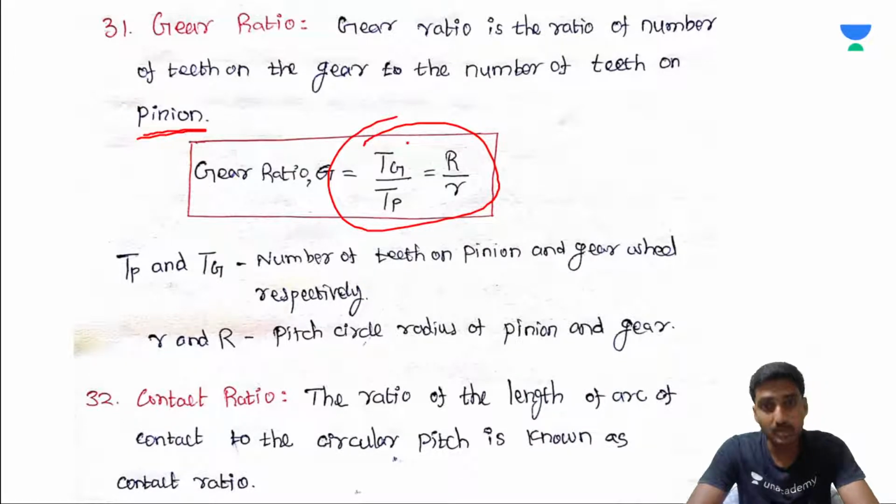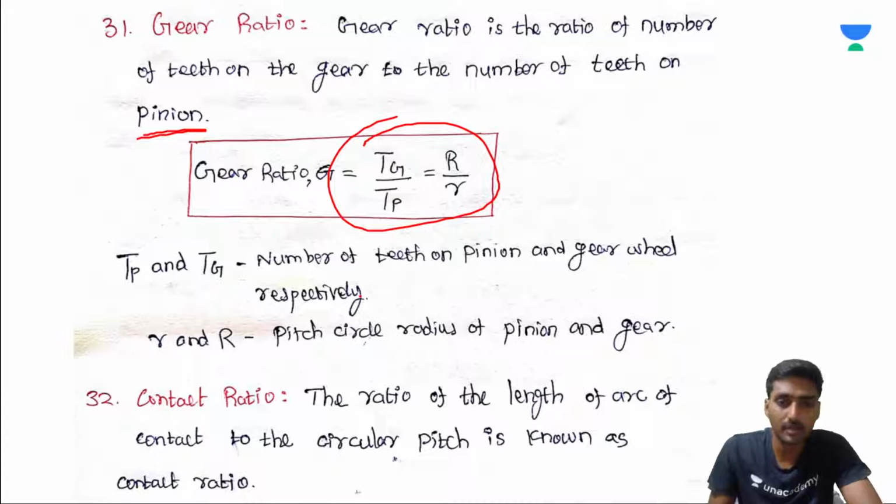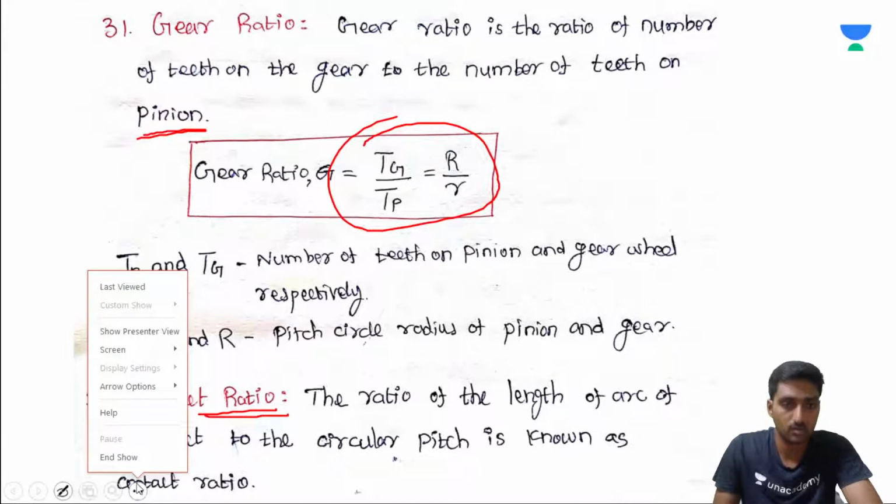TG and TP are the number of teeth of the gear wheel and pinion respectively, and small and capital R are the pitch circle radii of the pinion and gear. Contact ratio is the ratio of the length of arc of contact to the circular pitch, right?